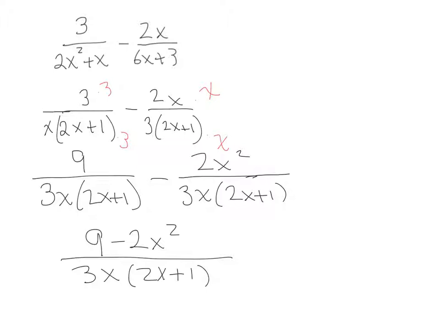We can't factor the numerator at all. There's no 3 common to each of them, and there's no x common to each of them. It's not the difference of 2 squares. So we would be done. And let's take a look at one more problem.